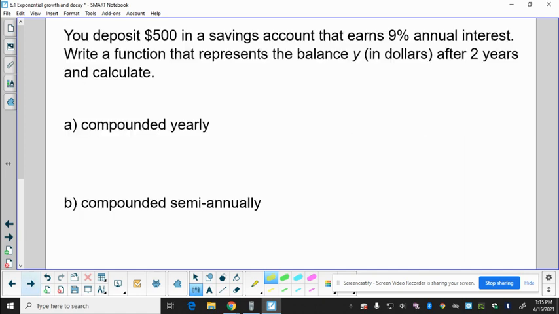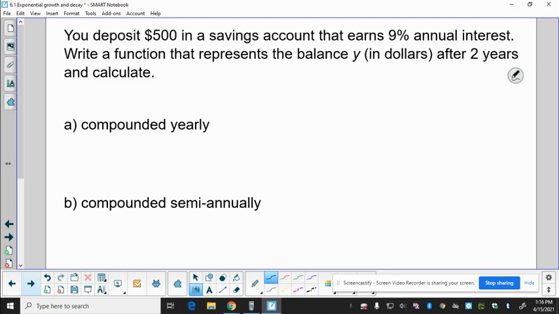Okay, everybody read this situation. You're going to have $500 put into a bank account. It's going to earn 9% interest, and it's going to be left in the account for 2 years. Now, the thing is, there are possible different compounding periods. So let's go to part A, and let's see if we can figure this out, okay?